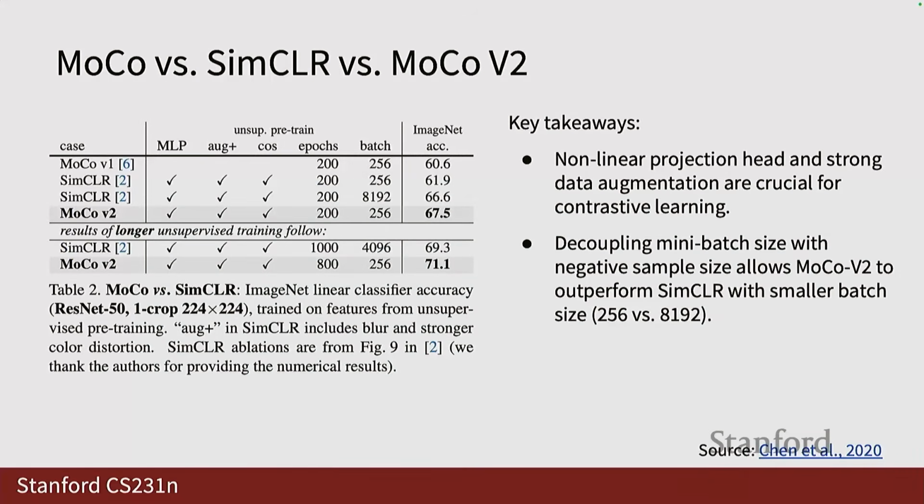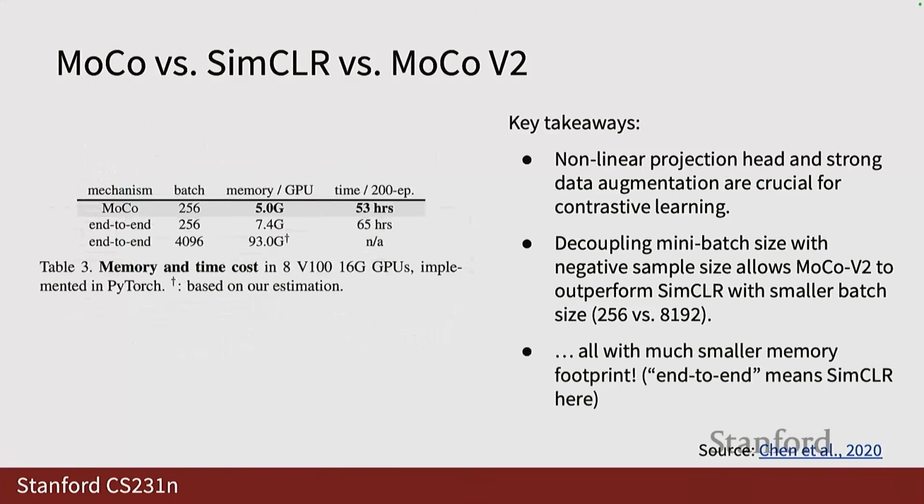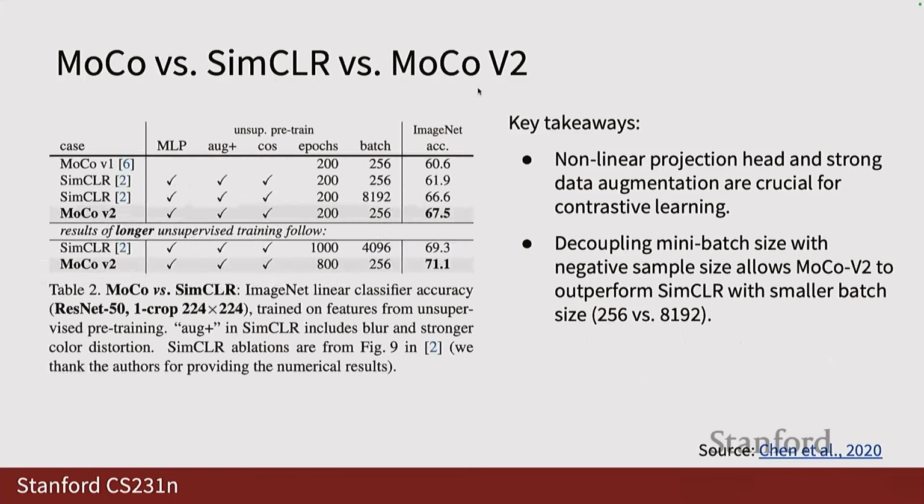There are a lot of interesting results. But then what they did was try hybrid versions, using some nonlinear projection heads and data augmentation from SimCLR and using this mini-batch style, the decoupling of the mini-batch and negative samples, from MoCo. And they've shown that if you do this together, MoCo version 2, it improves the performance by a lot.